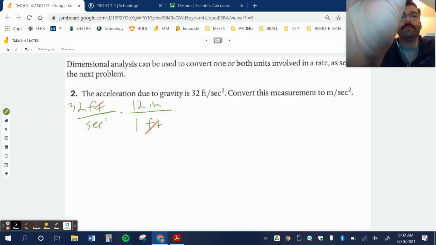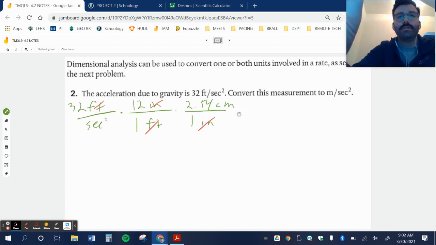And after inches, I said my connector was centimeters. So I'm going to go from 1 inch to 2.54 centimeters. Now, I have these kind of just memorized in my head, but you can continue to look them up. And I want to go from centimeters to meters. So 100 centimeters is 1 meter. So boom, the centimeters cancel out.